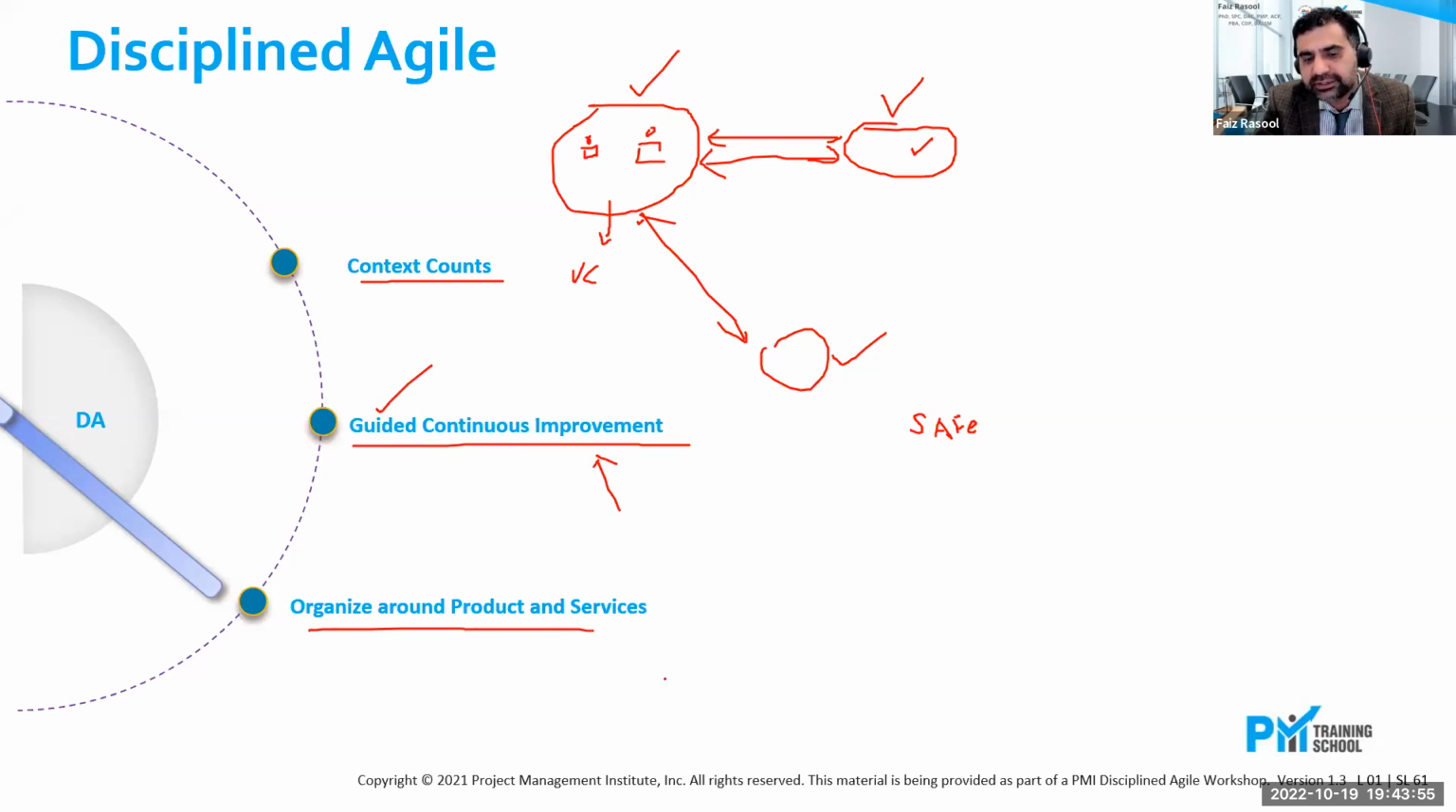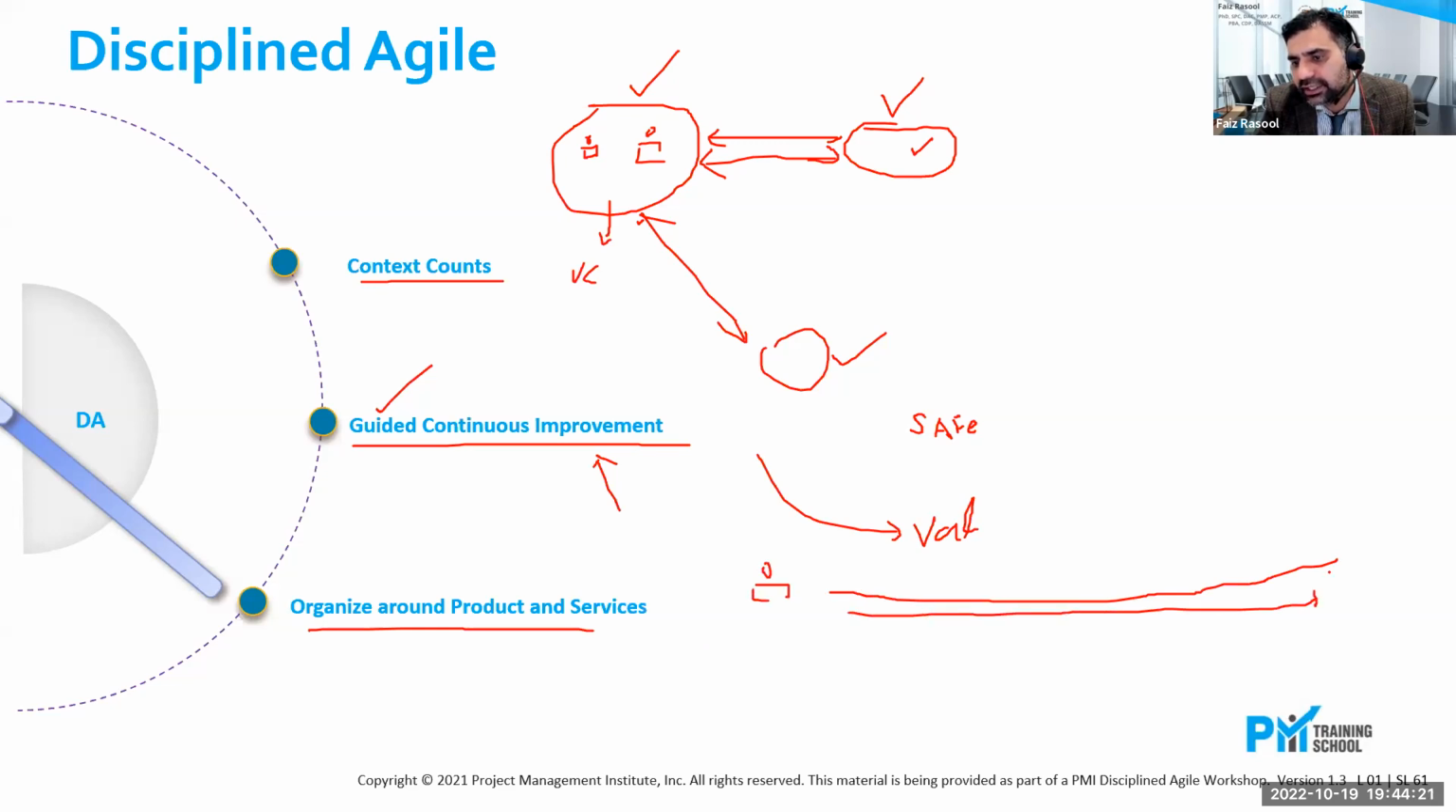And then organize around products and services. This concept says that instead of funding the projects, fund the teams. Fund the value streams. And a value stream is basically a thread that is sewn throughout the organization. It is the thread that shows, when a client comes to the organization, which steps it passes through until this client is served back.